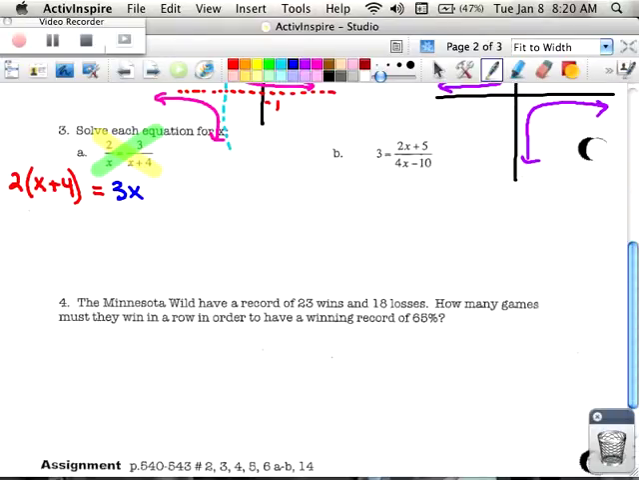If I were to solve that, what I see next is the 2 has to be distributed to the x and the 4, so that means I have 2x plus 8 equals 3x. I could subtract 2x from both sides. If I subtract 2x from both sides, I have 8 equals x, and I'm finished.